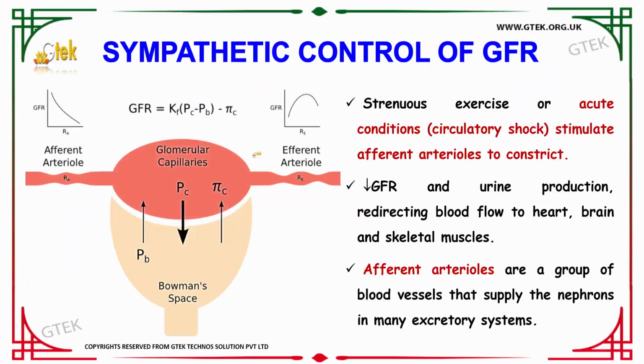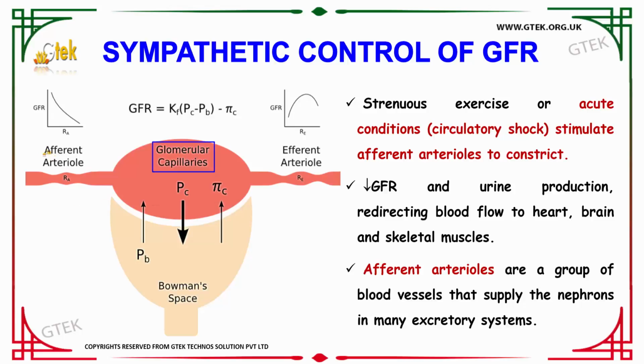Next, we are going to see about the sympathetic control of GFR, which is glomerular filtration rate. How the sympathetic control works is what we are going to study over here. So this is your Bowman's capsule, and inside it you will have the glomerular capillaries.